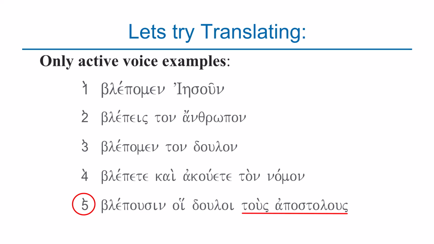But now apostolus is in the plural. When you check the paradigm for nouns, it's in the masculine accusative plural. So instead of saying apostle, you're going to say apostles, because it's in the plural. Connecting everything, we have the servants are seeing the apostles. This is how you translate words in the active voice. And this is the basic way of translating words or sentences in any other tense, by knowing the paradigms and parsing the words.